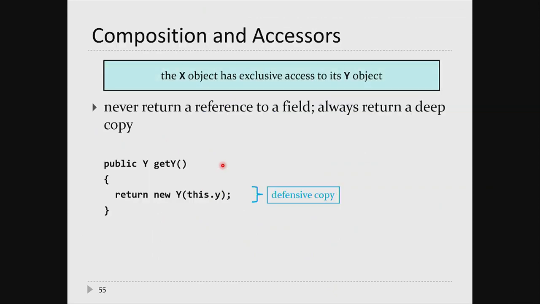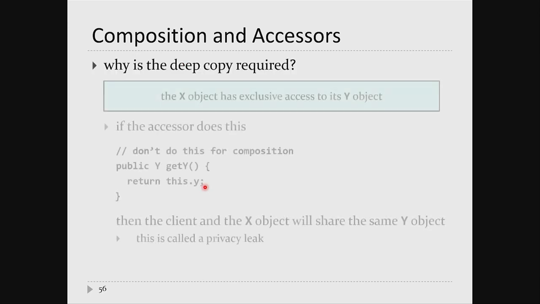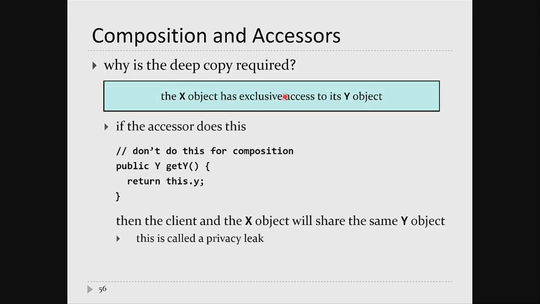Okay, if you have an accessor method that's supposed to return some information about the state of your x object, and in this case it returns information about the y object, you can't just return this dot y. You have to return a copy of this dot y. And why do you have to do that? Again, it's all because x is supposed to own its internal y.